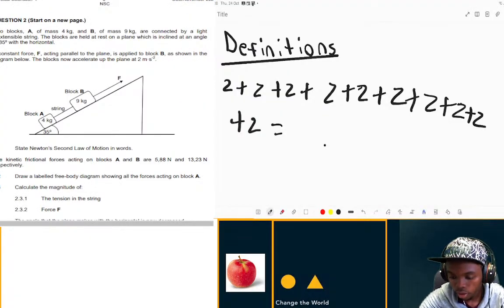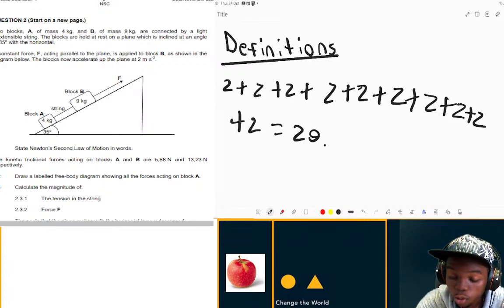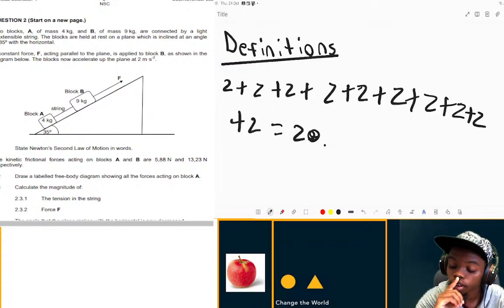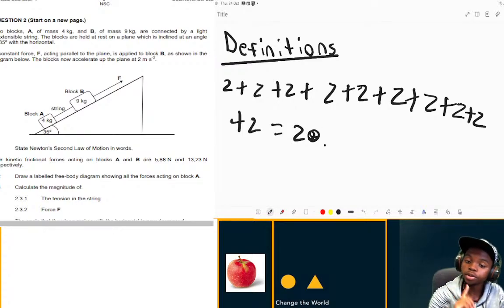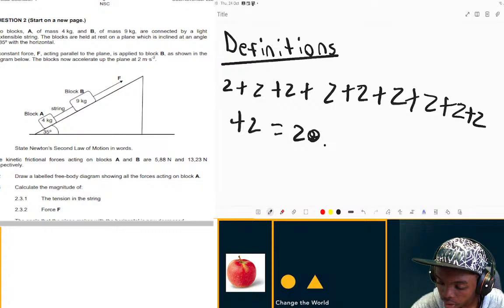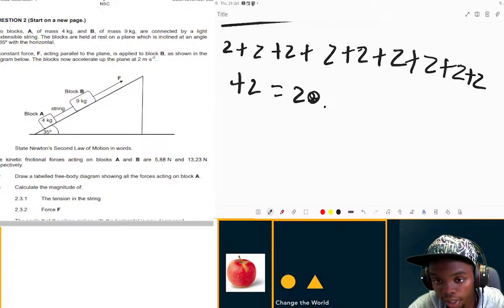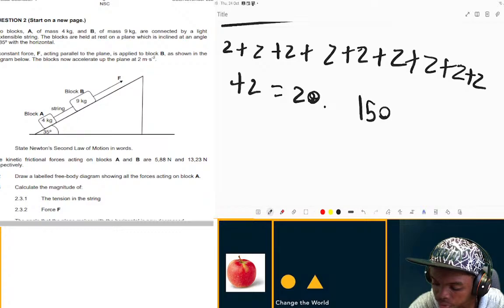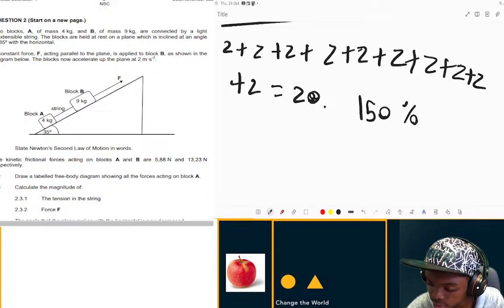Now we have 1 2 3 4 5 6 7 8 9 10. That's 20 marks. That's 20 marks from just definitions. This is just memory. That means you get 20 marks from just the memory. Remember, to pass paper 1 is what? It's out of 150, and you need 30% to secure a pass.